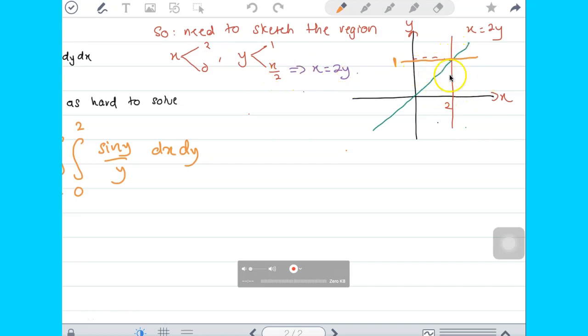Okay, so now you want to know the region, right? So which area needs to be shaded. Sometimes it is a bit confusing. It can be the region over here, or it can be the region over here.